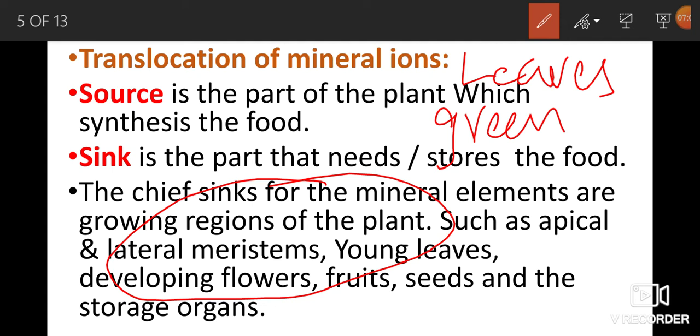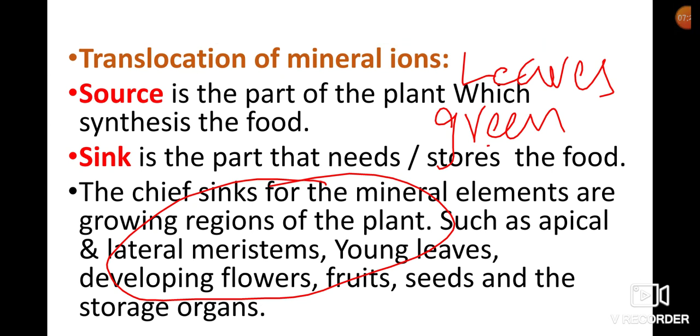So what are the chief sinks? Growing regions of the plant like apical meristem, lateral meristem, young leaves, developing flowers, fruits, seeds, and storage organs. These are all sinks. So in the source, food material is prepared, and in the sinks, it is stored or utilized.